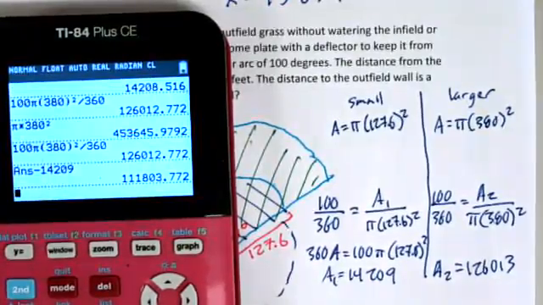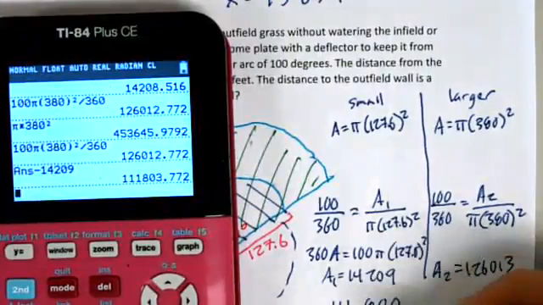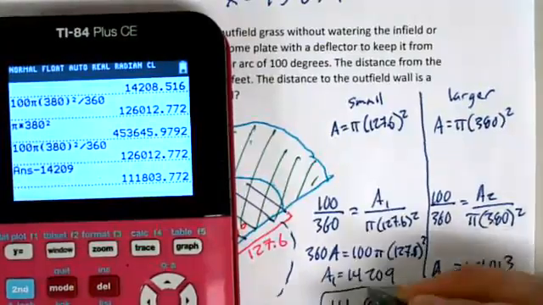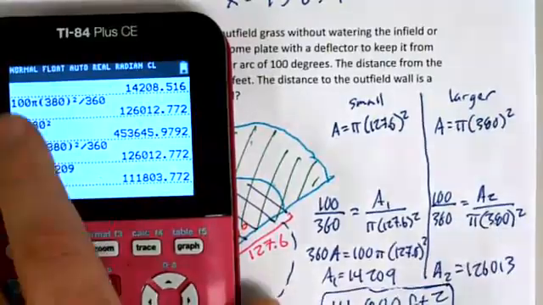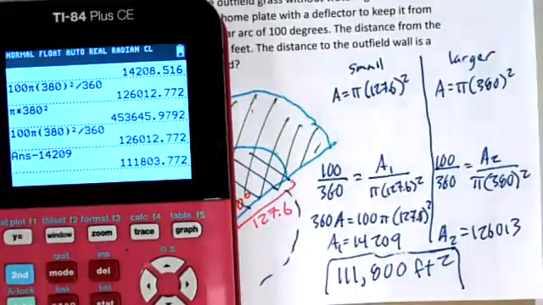And the answer that I'm coming up with is about 111,800. I'm just going to say 111,800 square feet. We're talking about a sprinkler system here. I don't think that extra 4 square feet is going to make a difference. I am curious though. How many square feet are in an acre?